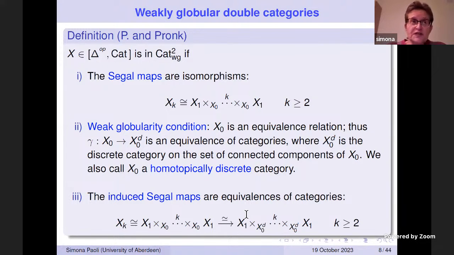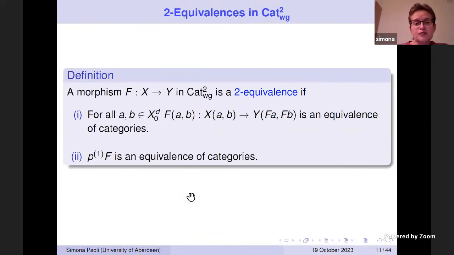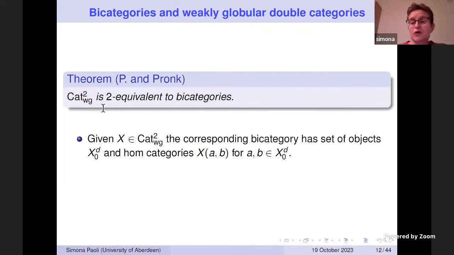And why did we want this? Because we were looking at a way to describe weak two categories, but using strict double categories, which may sound surprising at first, because how can a rigid structure such as a strict double category actually encode the weakness and all the coherences in them? But it turns out that this is exactly what happens. So this weak globularity, together with this condition, is, if you like, a new paradigm to weaken a strict category into something weak. And the main result that Pronk and myself proved is that this Cat2 weakly globular is suitably two-equivalent to bicategories.